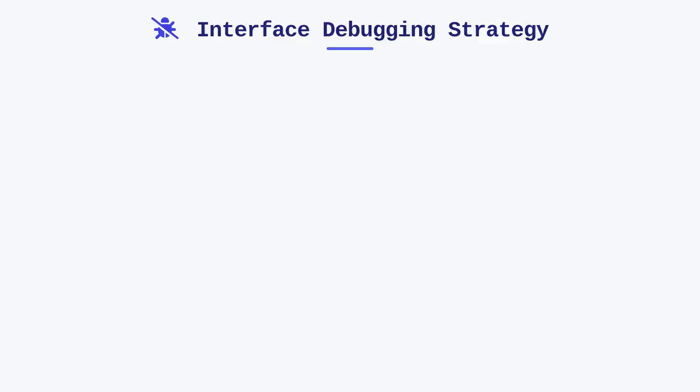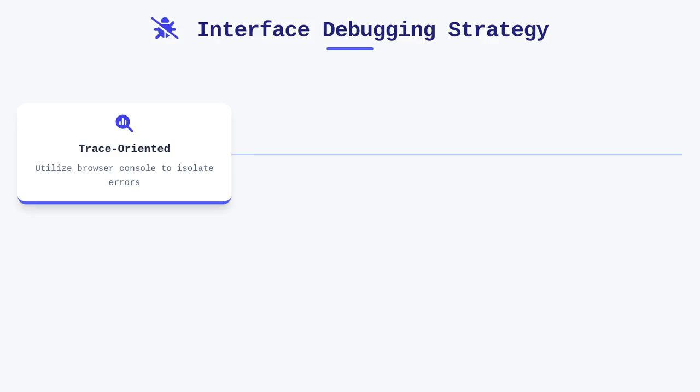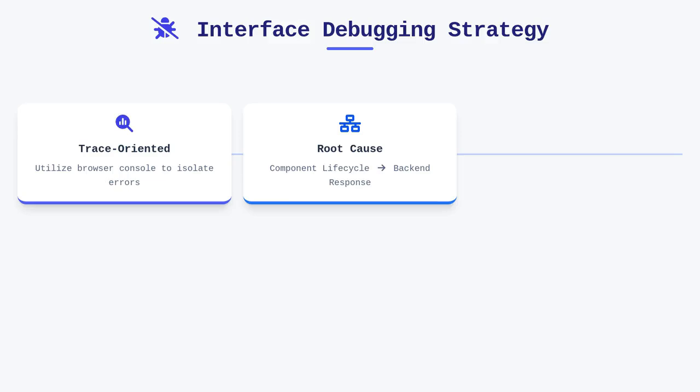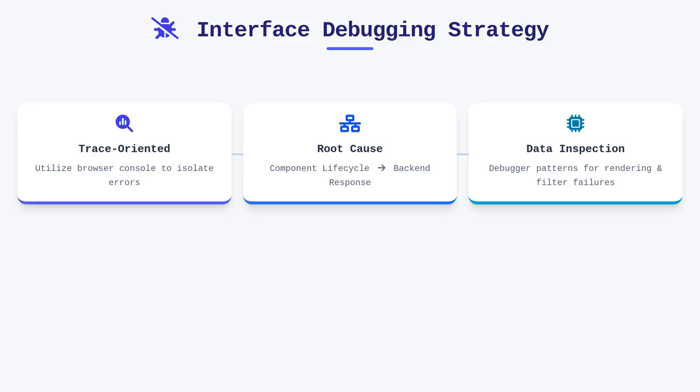Debugging these interfaces is an exercise in trace-oriented development. When you encounter client script errors within the workspace, you should utilize the browser console to identify whether the issue originates in the component lifecycle or the backend response. We lean heavily on the standard debugger patterns to inspect the data stream when a card fails to render or a filter list returns empty results.